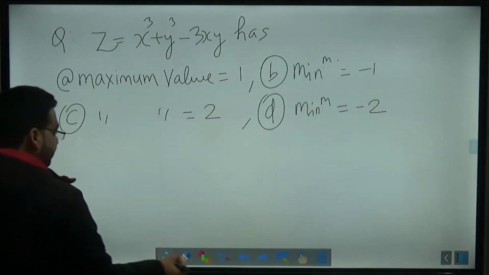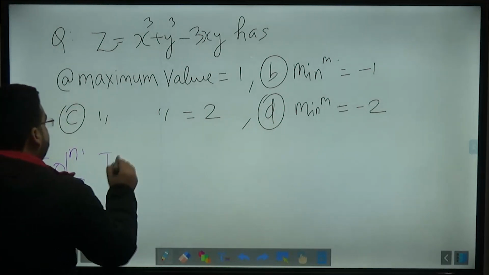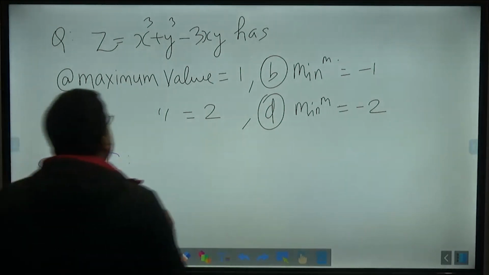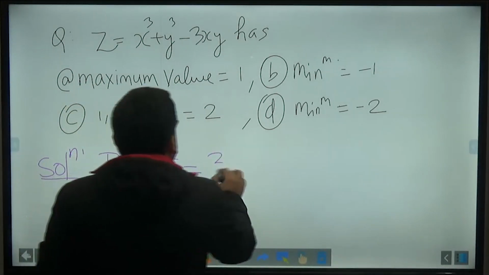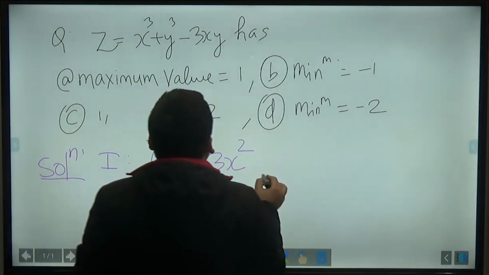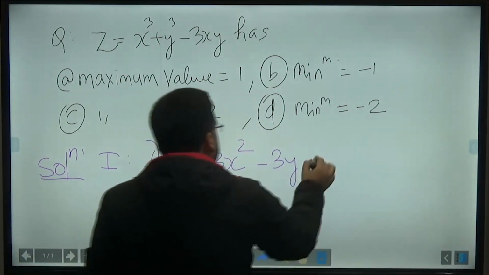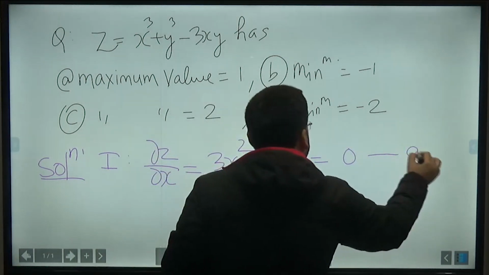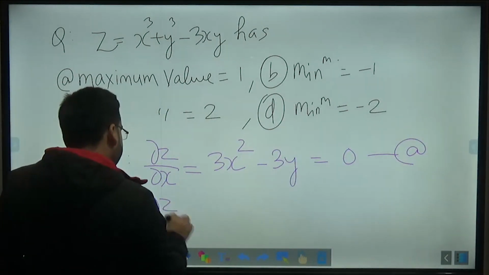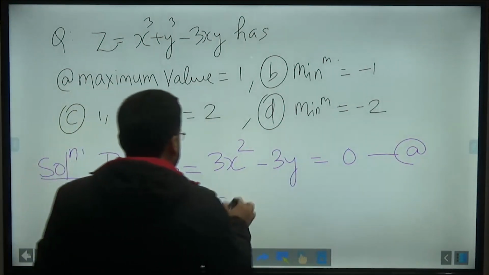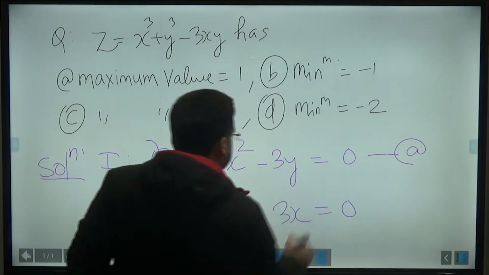Again, solution. Step number 1 is to find dou z by dou x and dou z by dou y. Dou z by dou x will be equal to 3x square minus 3y. Put it equal to 0. Let us call this equation A. Dou z by dou y equals 3y square minus 3x, equal to 0. Let us call this B.